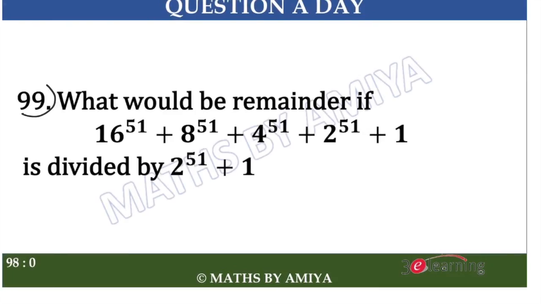The first question of Target CAT 2018 is this one. Find the remainder when this expression is divided by 2 raised to the power 15 plus 1. The question is quite easy. First we note the concept, then we try to solve this question, then we do one practice question, then one is the homework.